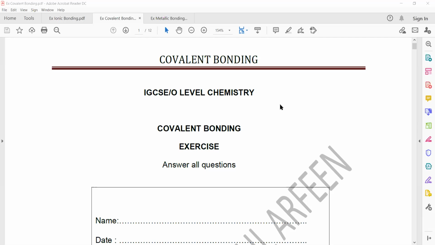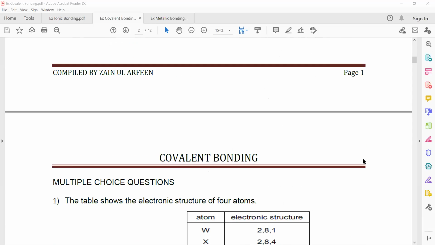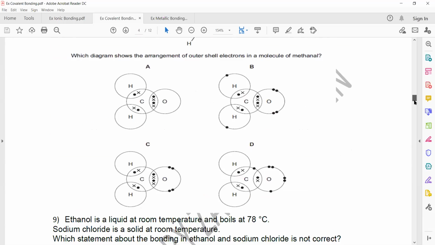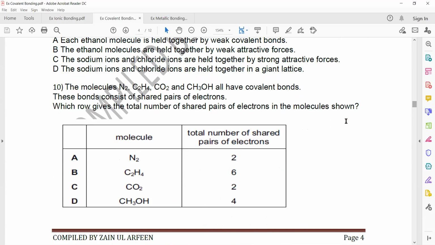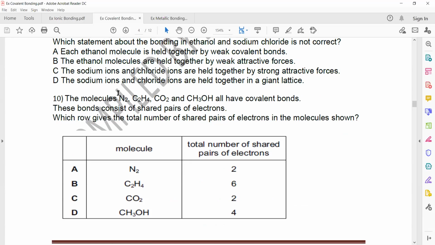MCQs 10 and 16. The molecules of N2, C2H4, CO2 and CH3OH all have covalent bonds. These bonds consist of shared pairs of electrons. Which row gives the total number of shared pairs of electrons in the molecule? So to answer this question, you first have to draw the structure of each.